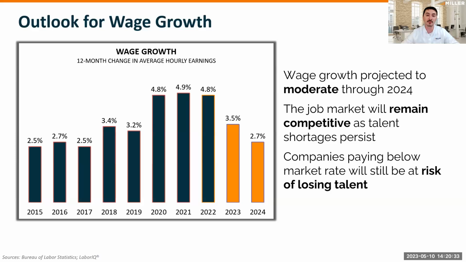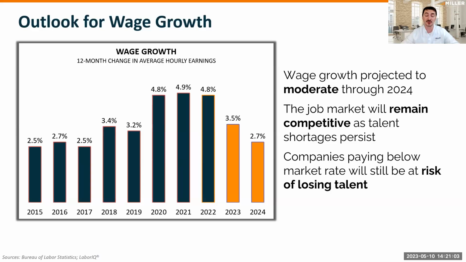We currently have 9.6 million job openings in the United States and only 5.7 million people looking for work. So that 4 million person gap is what's going to keep it a candidate-driven market. And you really have to understand that you have to pay at market rate or above in order to be competitive. If you're not doing that, you're going to be risking the loss of both your existing talent and not being able to attract the people that you're trying to hire to fill open positions right now.